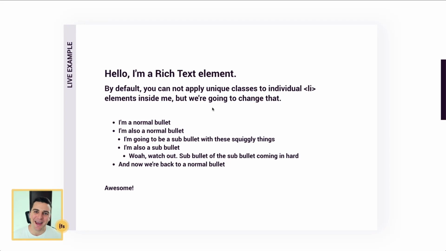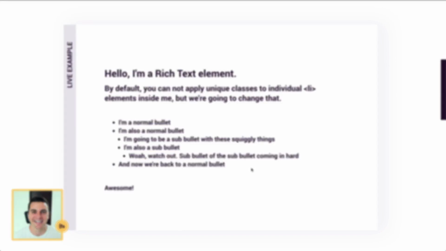We're in the live example and we see a rich text element with different levels of sub-bullets. This is all the same rich text, and you can see we have a sub-bullet and a sub-bullet of the sub-bullet. So we're applying these different levels of bullets to the same li element in the same rich text element.